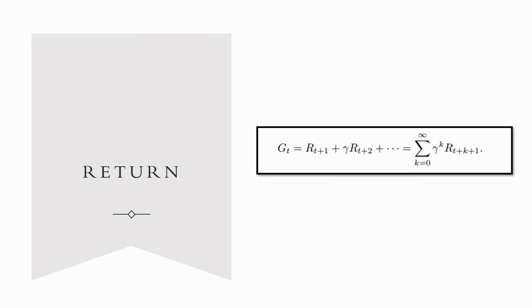There's an uncertainty about future reward. So if the reward is financial, immediate rewards may earn more interest than delayed rewards. And then again, animal and human behavior shows a preference for immediate reward. We're not designed to think long term.